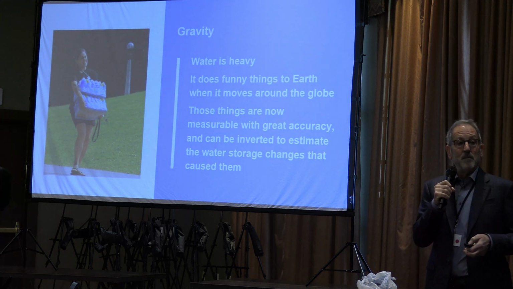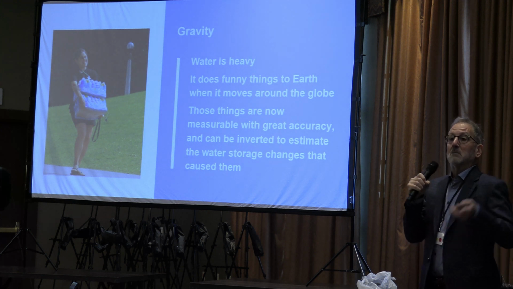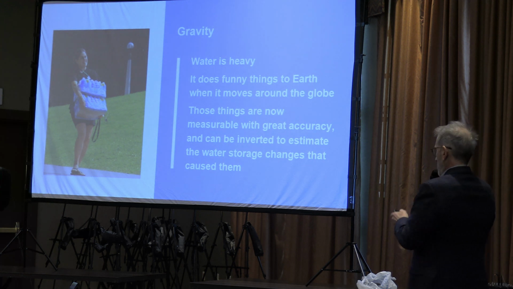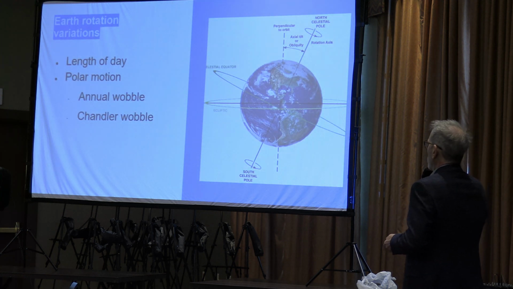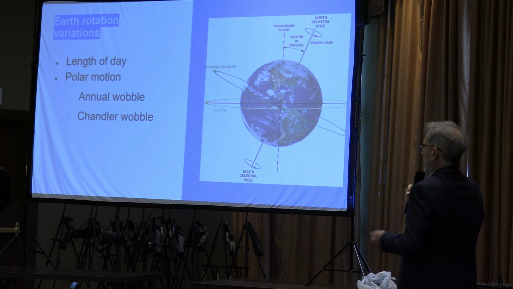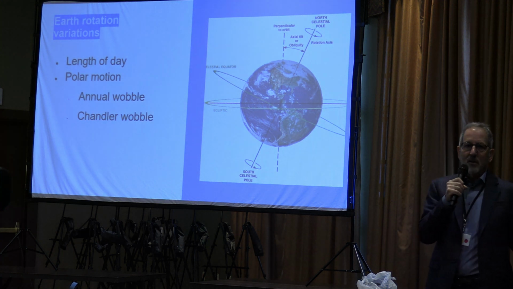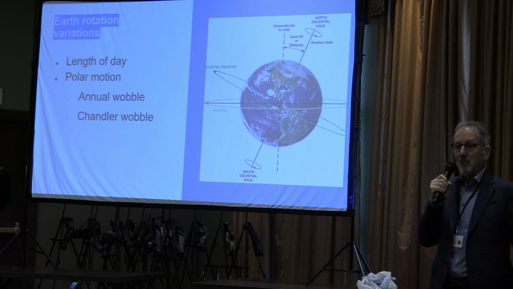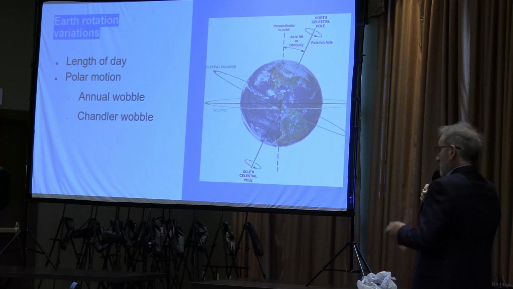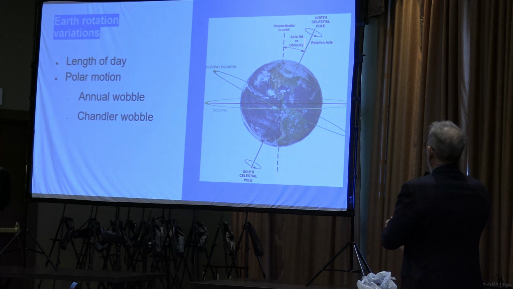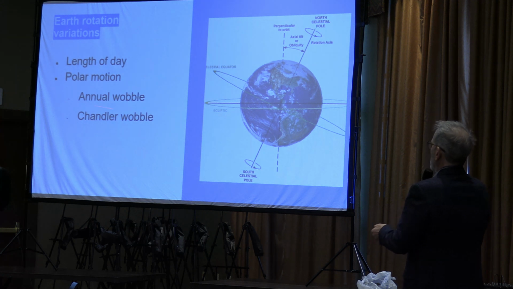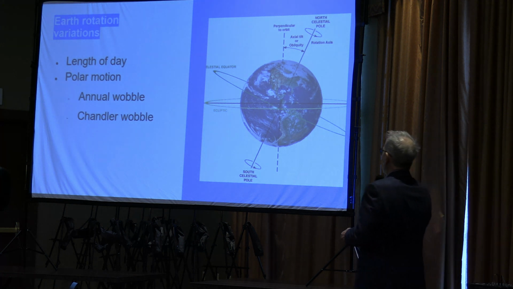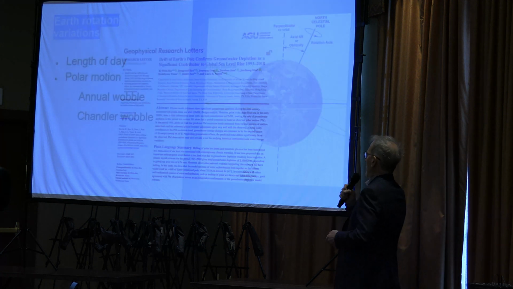And we can invert them to figure out the water changes, the water movement, the water storage changes that cause them. So, Earth rotation variations, length of day. The distribution of water on the Earth actually changes the length of day by very small fractions of a millisecond, but it's measurable. Polar motion is a big one that gets used a lot. The angle of rotation, how it wobbles, the annual wobble, the Chandler wobble, which is a slightly longer period, that's all measurable. We can trace out the path, we can look at how the angle changes.